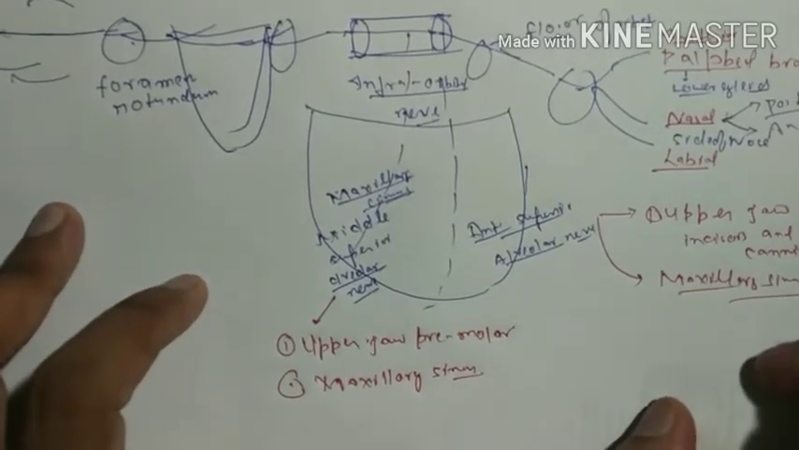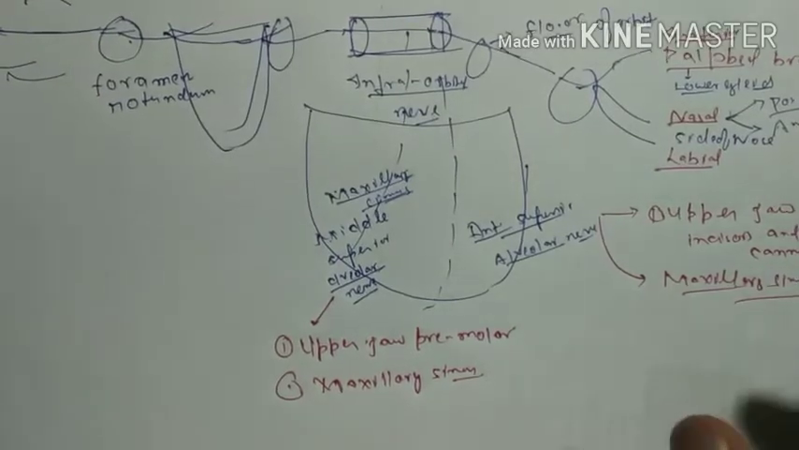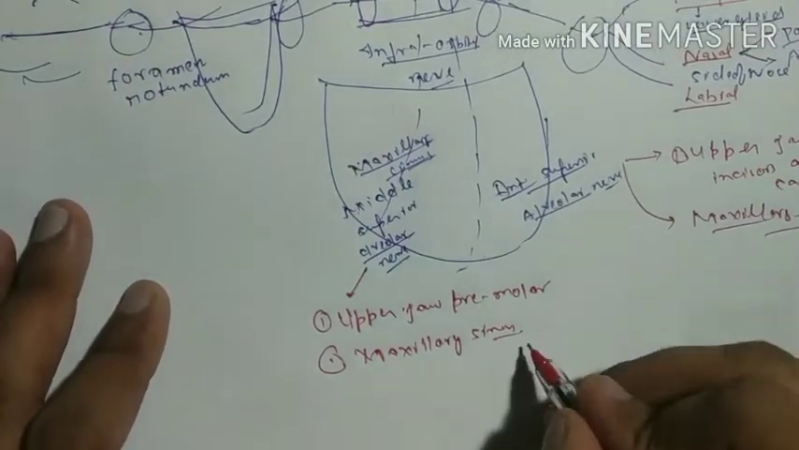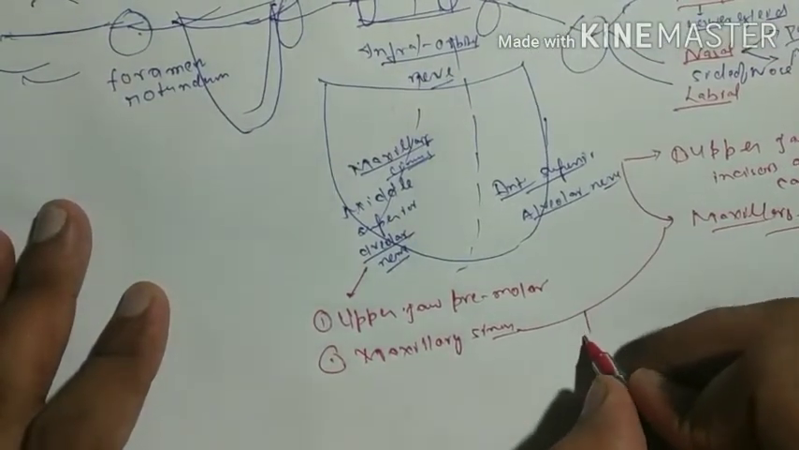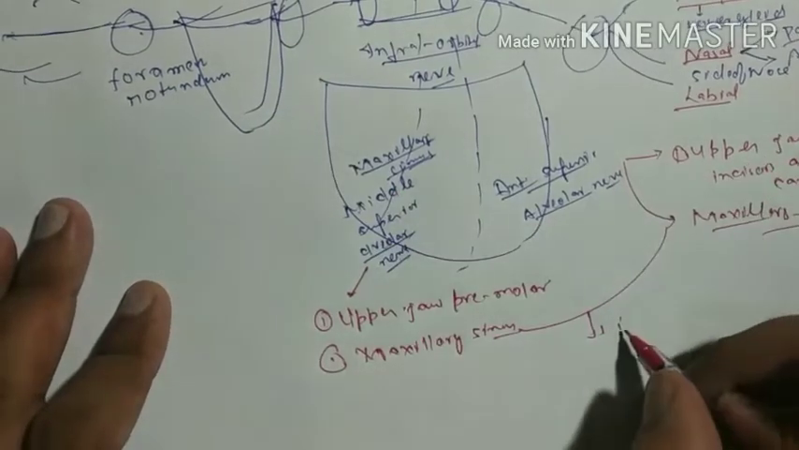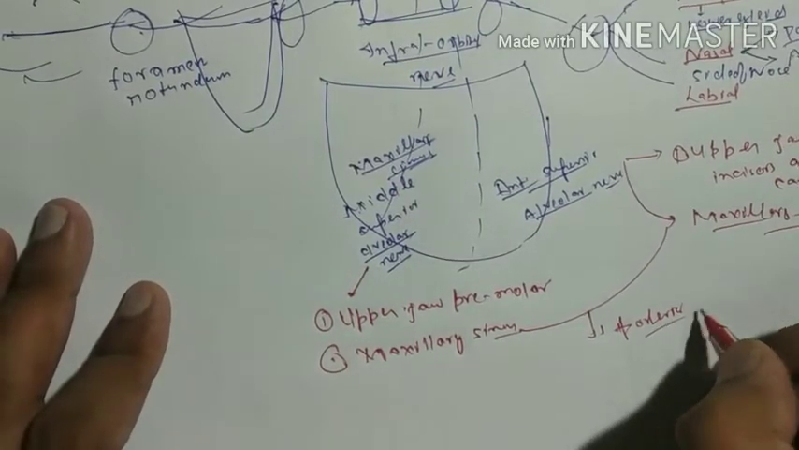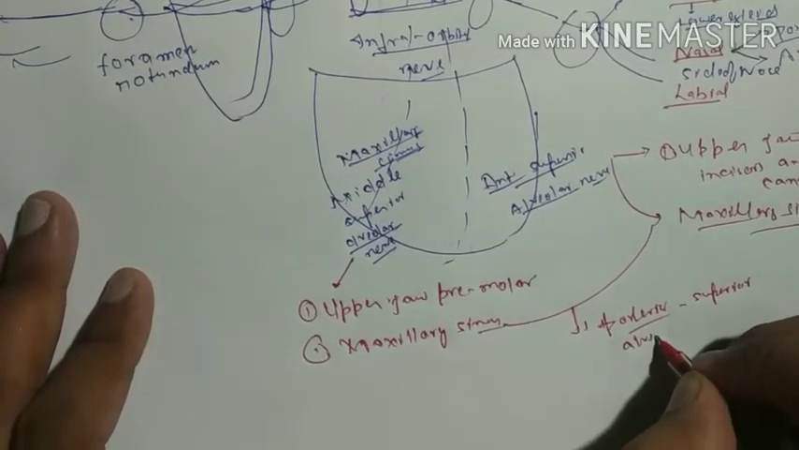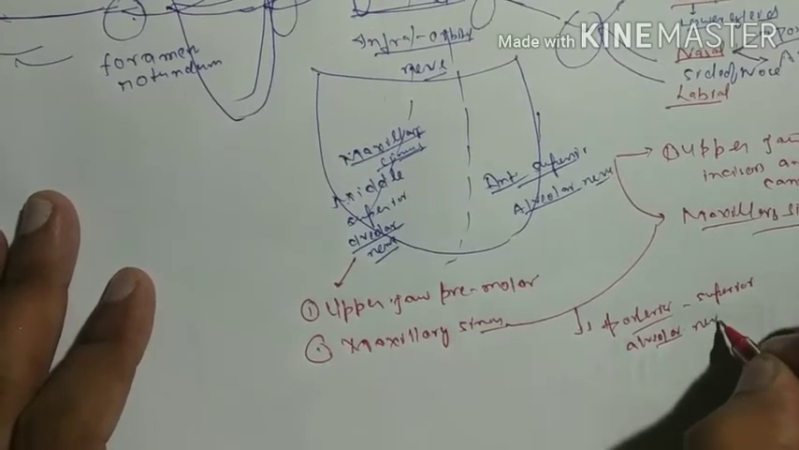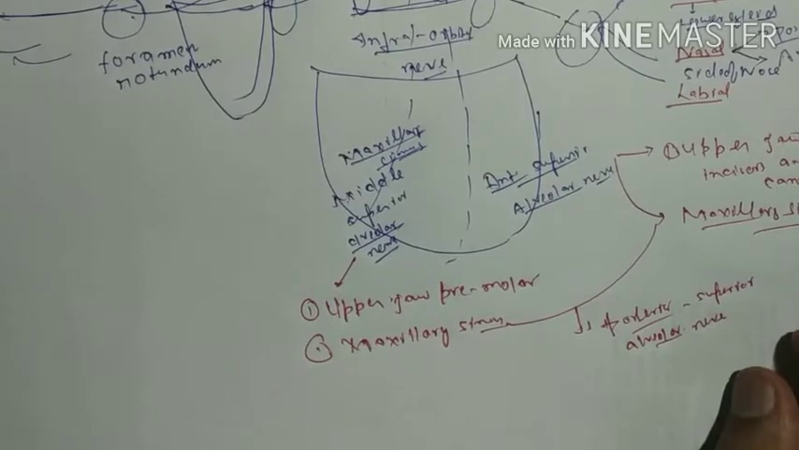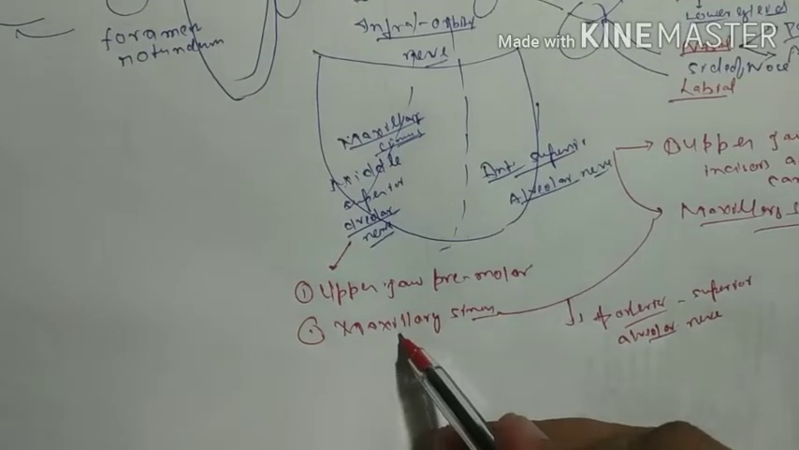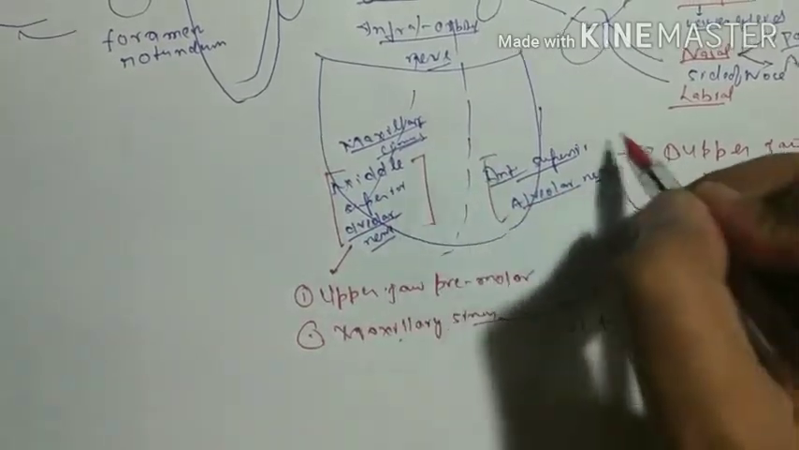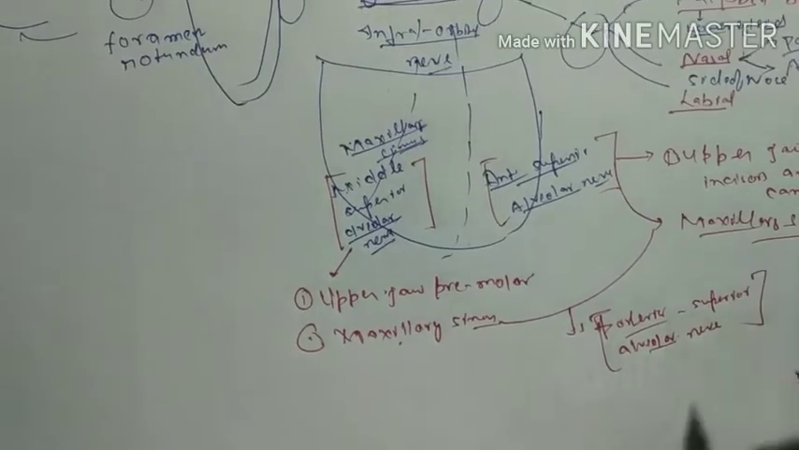The maxillary sinus is the largest paranasal sinus, and then we have to talk about the nerve supply of the maxillary sinus. It is also supplied by branches of the posterior superior alveolar nerve. So there are three branches which give supply to the maxillary sinus: the middle superior alveolar nerve, the anterior superior alveolar nerve, and the posterior superior alveolar nerve.